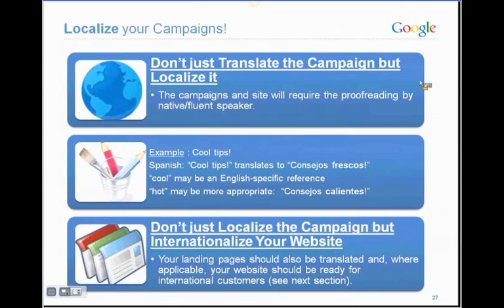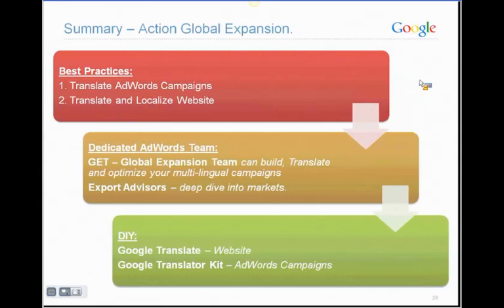Of course, reaching foreign language customers requires more than campaign localization. To attract international customers, your landing pages should also be translated, and, where applicable, your website should be adjusted and ready for international customers. In the next section, we will look at some other important website tips for going international.